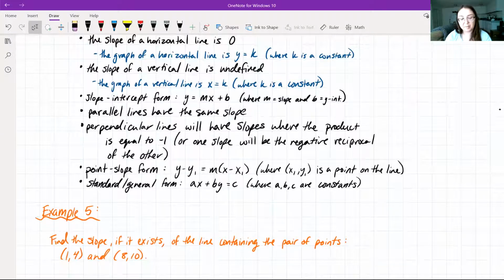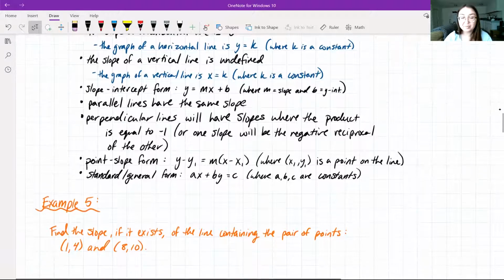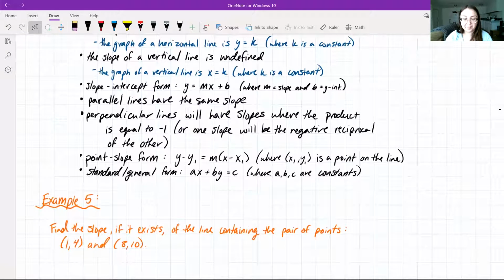So for a point slope form, we have y minus y1 is equal to m times x minus x1, where x1 and y1 is a point on the line. This point is not always the y-intercept, so sometimes you're just given any old point, and so you can use them in that case. And once again, m is the slope.